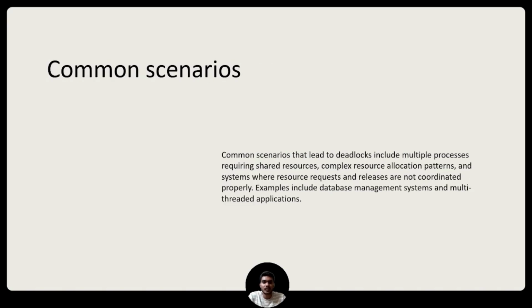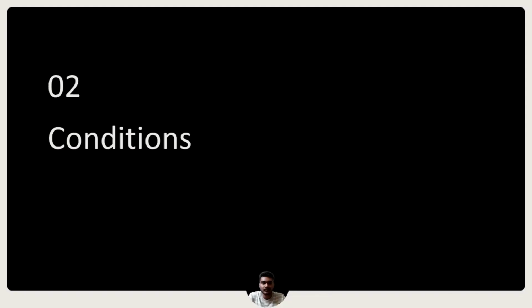Common scenarios. Common scenarios that lead to deadlocks include multiple processes requiring shared resources, complex resource allocation patterns, and systems where resource requests and releases are not coordinated properly. Examples include database management systems and multi-threaded applications.